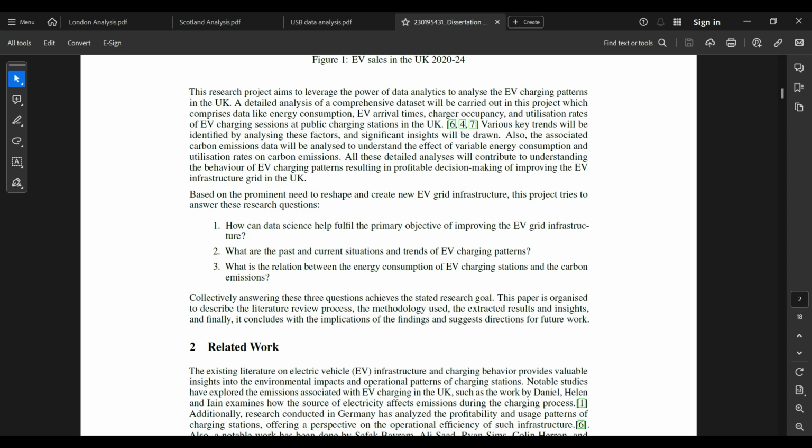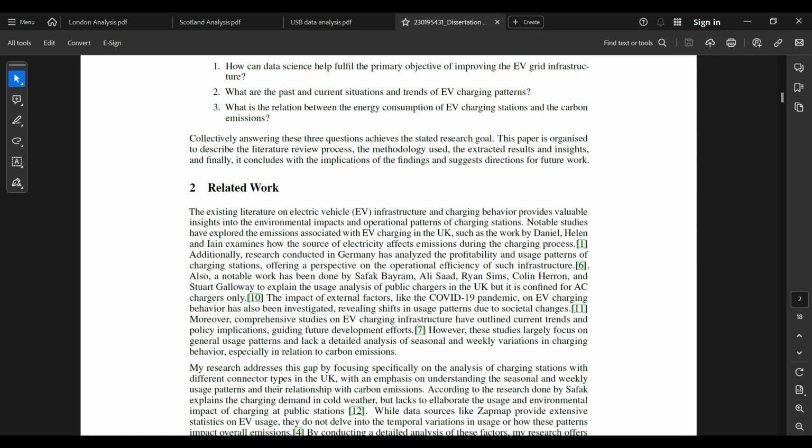First, how can data science help the primary objective of improving the EV grid infrastructure? Second, what are the past and current situations and trends of EV charging patterns? And last, what is the relation between the energy consumption of EV charging stations and the carbon emissions?